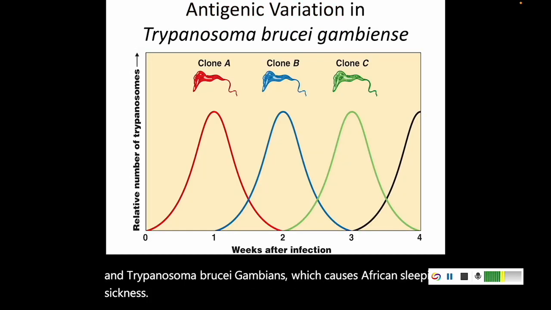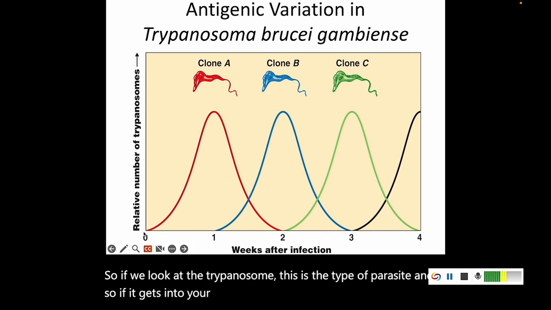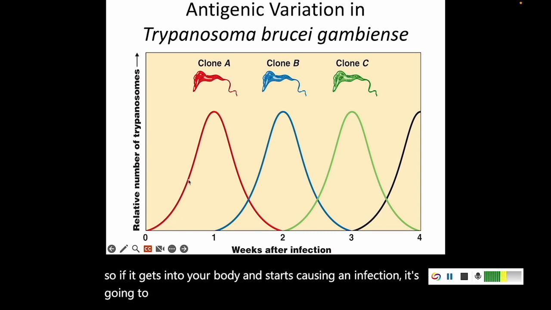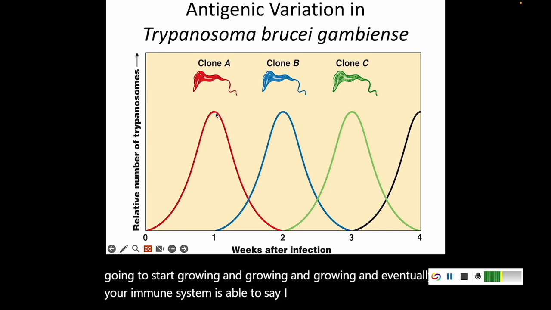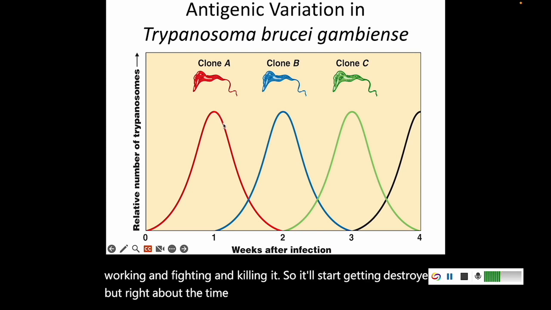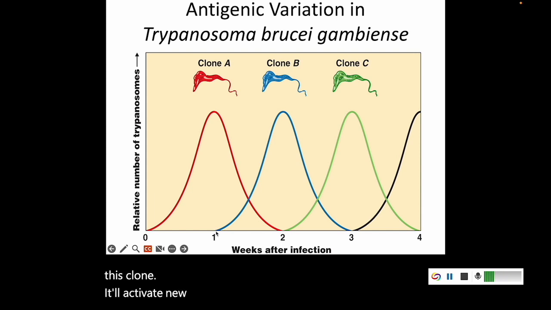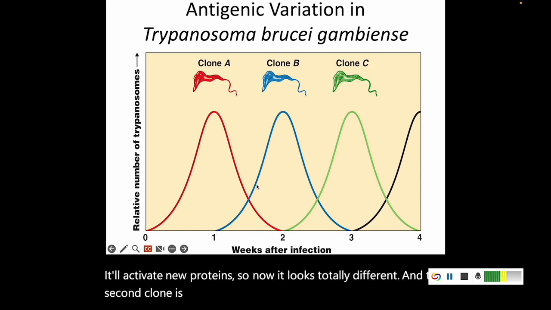So if we look at the trypanosome, this is a type of parasite. If it gets into your body and starts causing an infection, it's going to start growing and growing and growing. Eventually your immune system is able to say, I recognize this guy, and starts fighting and killing it. So it'll start getting destroyed. But right about the time that your immune system starts killing this clone, it'll activate new proteins. So now it looks totally different.